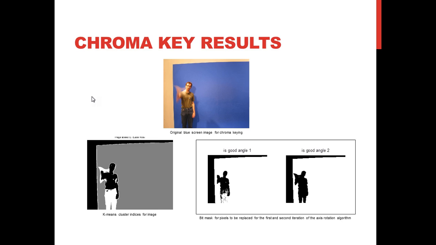On the bottom right corner is where you see the axis rotation. It actually goes through 2 iterations. The first time you go through, you get all the values that are close to the key that the user input. The algorithm then takes the median value of all those pixels that were considered near the key, and the median value is assumed to be the actual key that's closest to the real background, and then the algorithm runs again. So you can see there's two results there, and the good angle 2 is the final result that we use to replace the background.